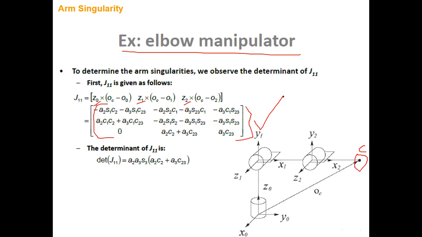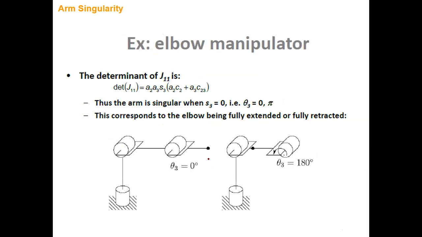If you want to find the determinant of this, there is a lengthy calculation here. After you do that and simplify, you get the determinant equals this. Then finally, you have to set this to 0 to find the singularity. And when you do that, you get this.